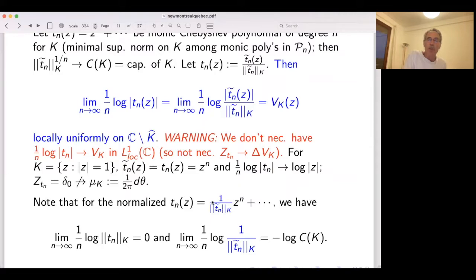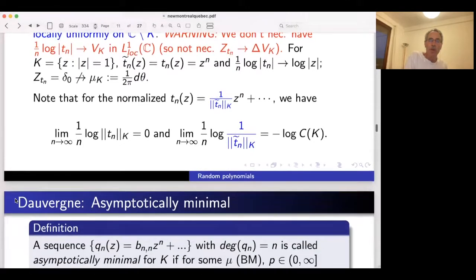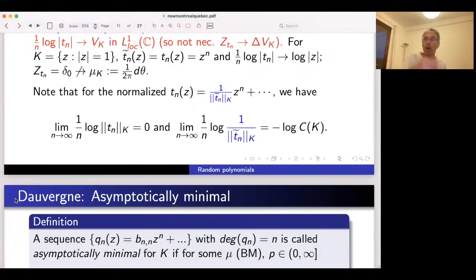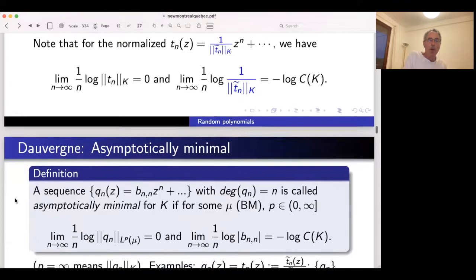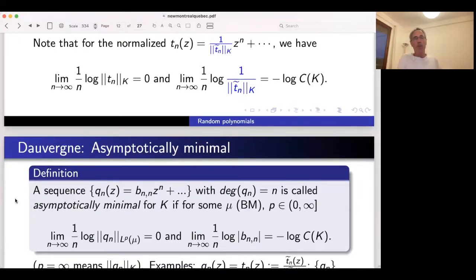And the leading coefficient is 1 over the sup norm of your monic Chebyshev polynomial. Since the nth roots of those Tn tildes go to the capacity, 1 over n times the log of these coefficients goes to minus the log of the capacity. These two conditions were generalized by Duncan Dauvergne, in your neighboring province of Ontario. Duncan is at Toronto. He defined a notion of asymptotically minimal sequences of polynomials. So he defined a sequence of polynomials, call them Qn, where Qn has degree n, to be asymptotically minimal for a compact set.